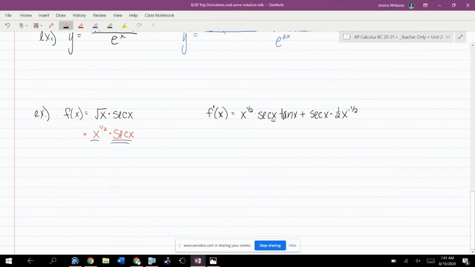And I have zero interest in cleaning anything up, although I know I could. And if I were doing book work and I check the back of the book and they don't look the same, it might be because they cleaned up and I did not. And that's okay too.